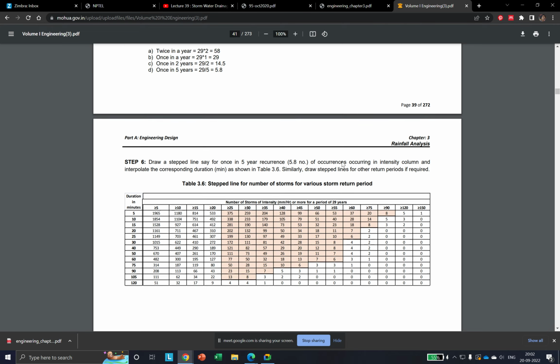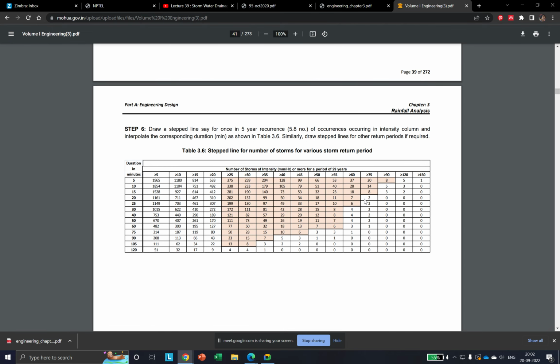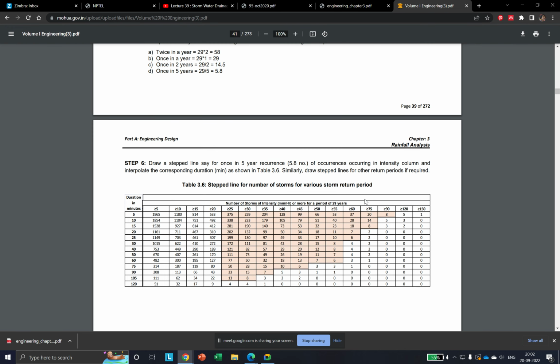So 5.8 is a value that we need in order to get the actual intensity. Our overall aim is to create that intensity-duration graph. To create it, we take all the values greater than 5.8, or if 5.8 was actually there over here, we would have taken 5.8. But now, whatever is greater than 5.8, we draw the bar over there.